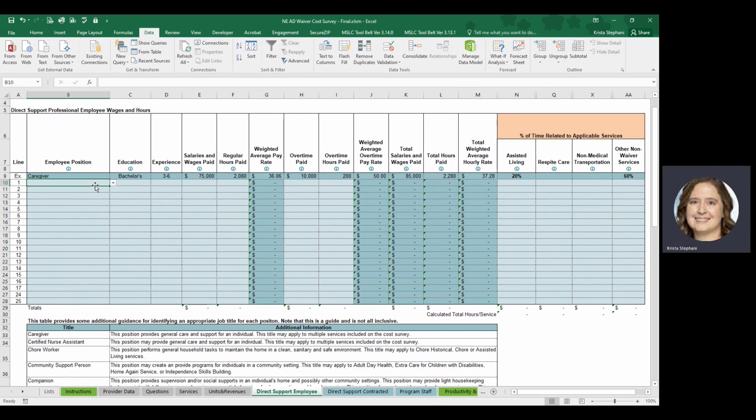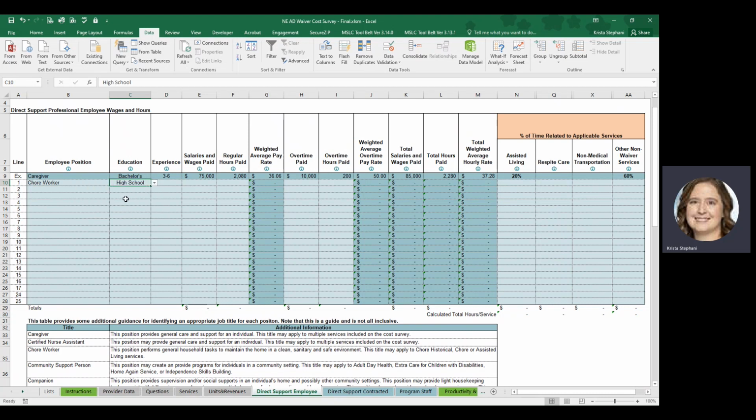When you complete the employee position, you do not need to complete this out for each employee. You can take the total of, for example, all chore workers and report them on one line. What you will do then is just indicate that this is for a chore worker and indicate the total salaries and wages paid to all of those employees and the related hours, and if applicable, overtime pay and overtime hours. We would also like you to indicate what the required education level for that position is.